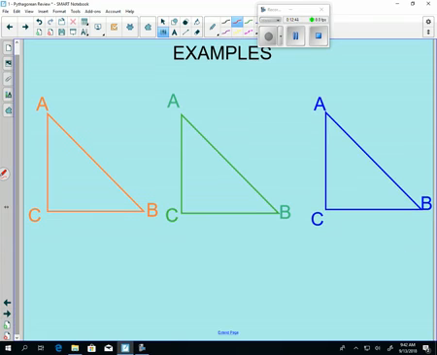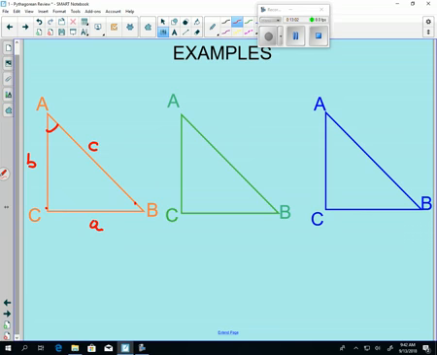Here, if we look at the sides, this is A, which means that angle A is side A. Angle C, side C. Angle B, side B. Just go to the opposite sides. Same thing here.